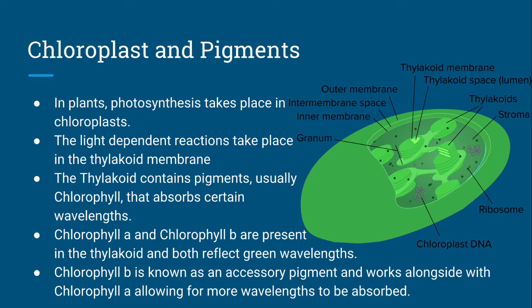Chloroplasts and pigments play an important role in photosynthesis, especially in plants. The light-dependent reactions take place in the thylakoid membrane. The thylakoid contains pigments, usually chlorophyll, that absorb certain wavelengths. Chlorophyll A and chlorophyll B are present in the thylakoid, and both of them reflect green wavelengths, and is the reason why most plants are green. Chlorophyll B is known as an accessory pigment and works alongside chlorophyll A, allowing for more wavelengths to be absorbed that chlorophyll A could not absorb.